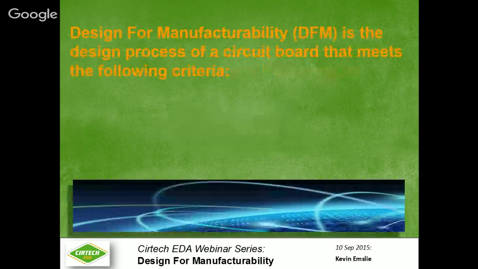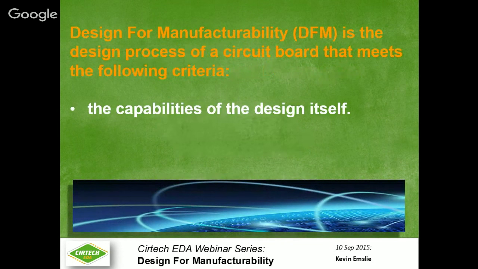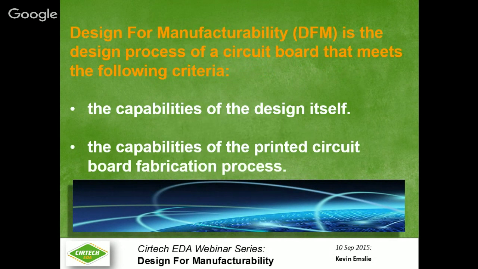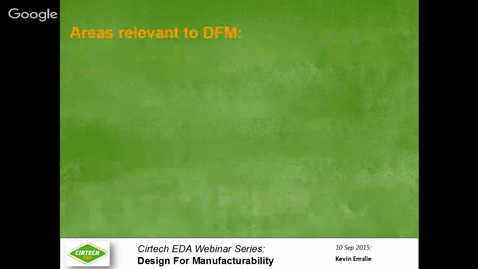Design for manufacturability is the design process of a circuit board that meets the following criteria. First of all, the circuit board must function as it's designed to do. The capabilities of the design itself must be met. Then the circuit board must also be easily manufacturable, even at volume levels, so the capability of the printed circuit board fabrication process must be met.